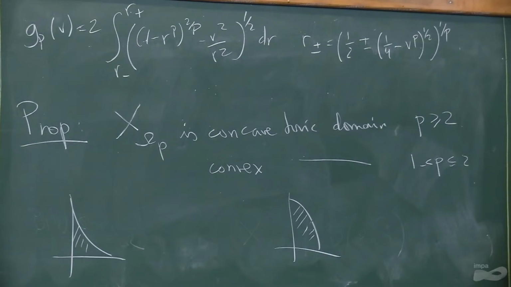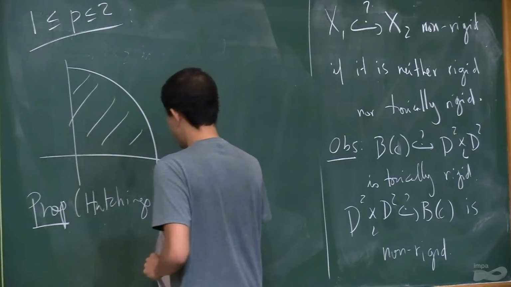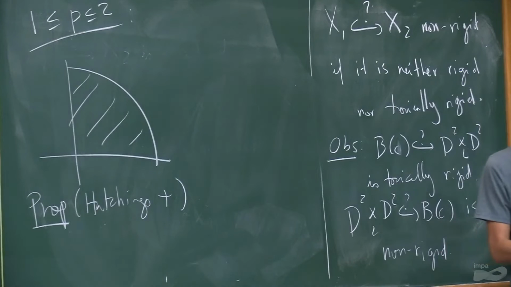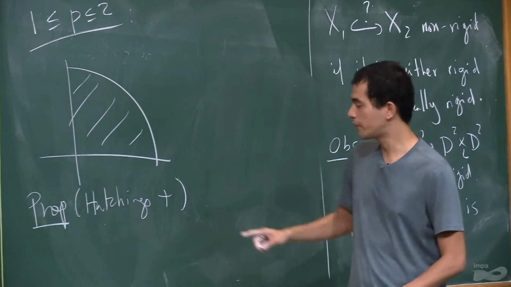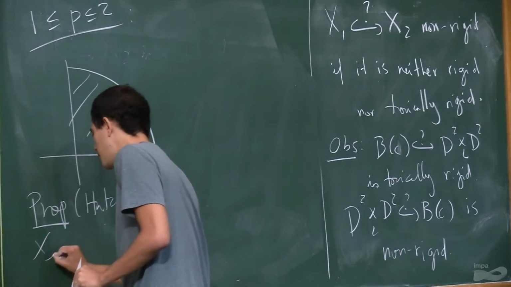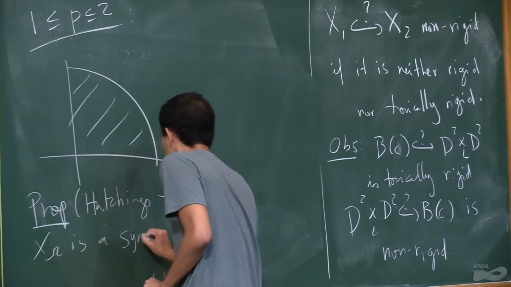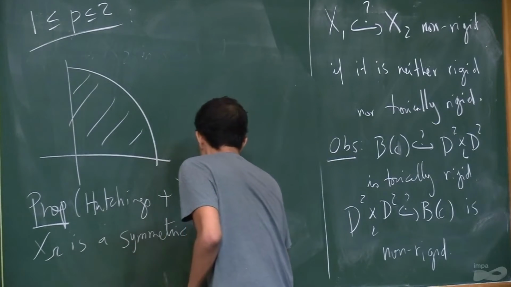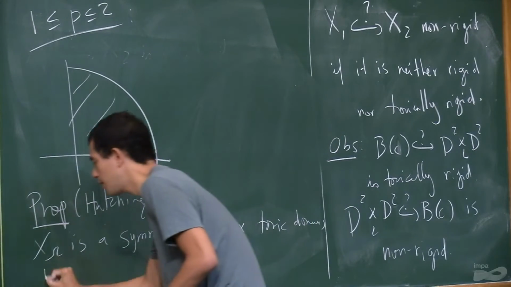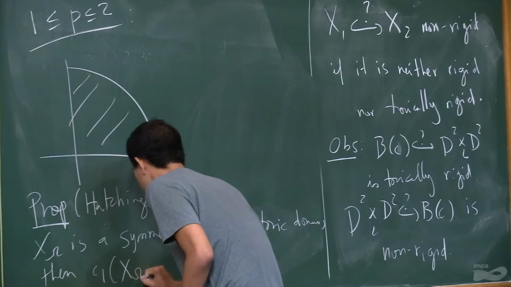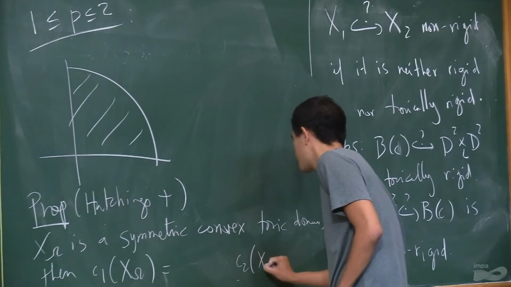If you have a convex toric domain, let me write a proposition, which is basically due to Hutchings. I'll write Hutchings plus, because it's not exactly contained in his original paper, but it basically follows from Hutchings' original quantitative ECH paper with a few more observations. If X_Omega is a symmetric convex toric domain, then it's pretty easy to compute C1, the first ECH capacity, and the second ECH capacity.